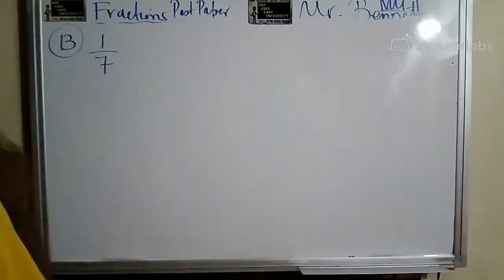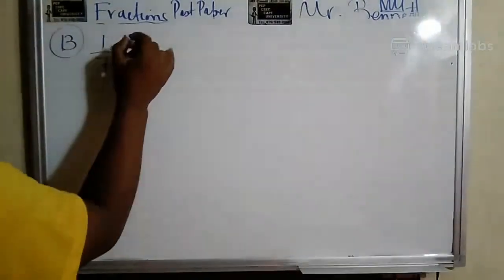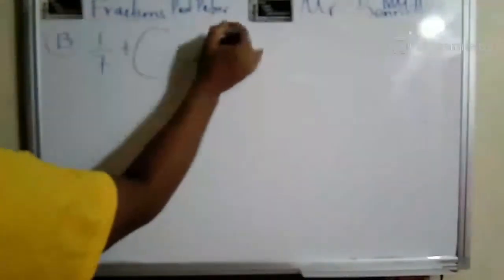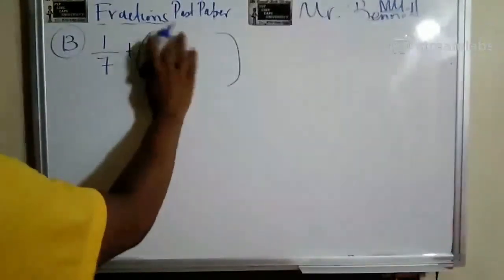So 1 over 7 plus, bracket, kind of ugly still, you know.